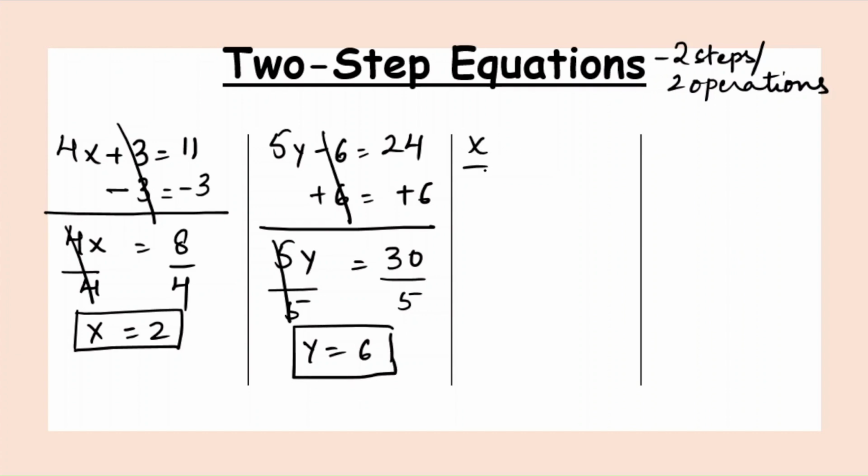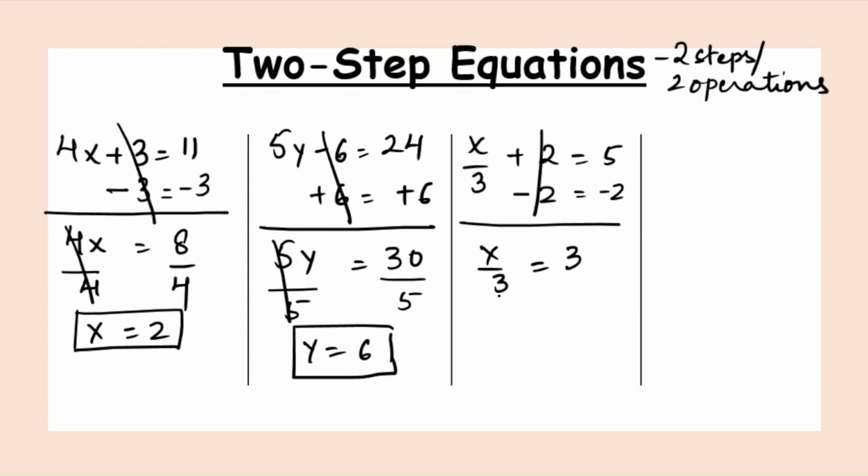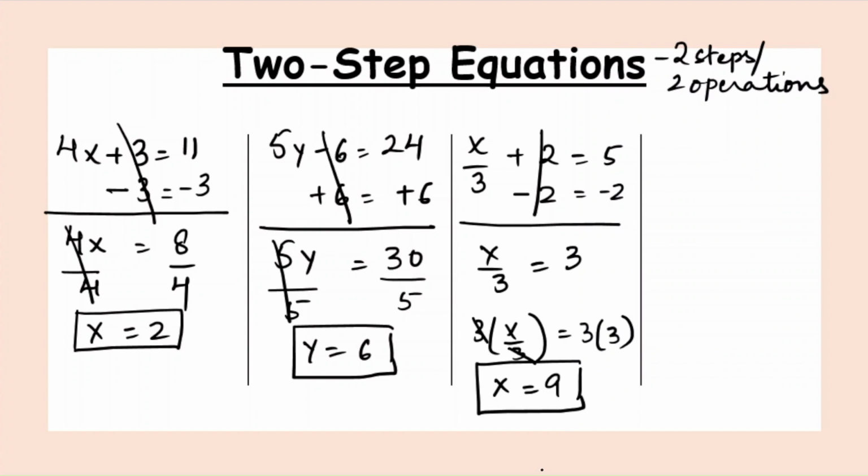Let's do another one. x divided by 3 plus 2 equals 5. So let's eliminate this plus 2 by doing minus 2 on both the sides. Plus 2 minus 2, cancel. So x divided by 3 equals 5 take away 2, which is 3. x is being divided by 3. What is the opposite operation of division? It's multiplication. Let's multiply both sides by 3, because 3 divided by 3 is 1. 1x means x, and 3 times 3 is 9. That's the value of x.